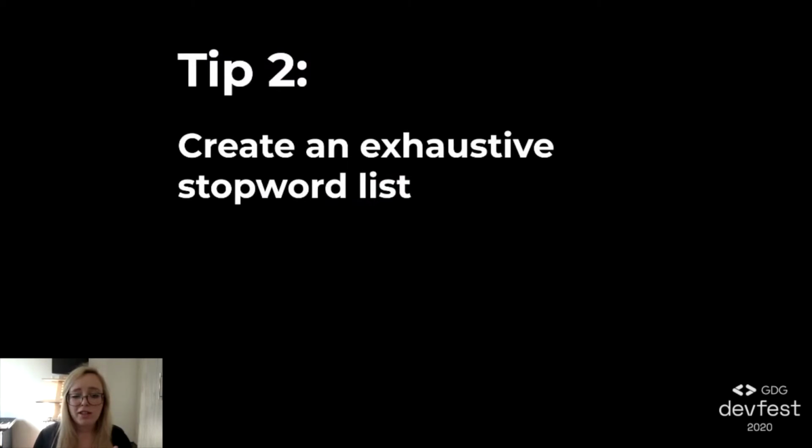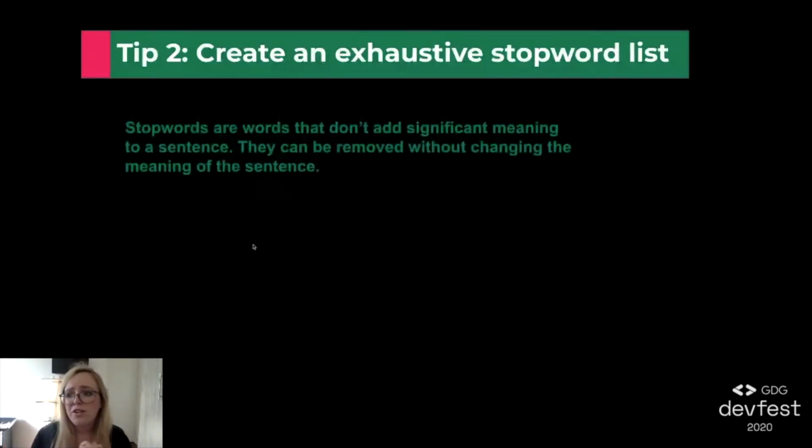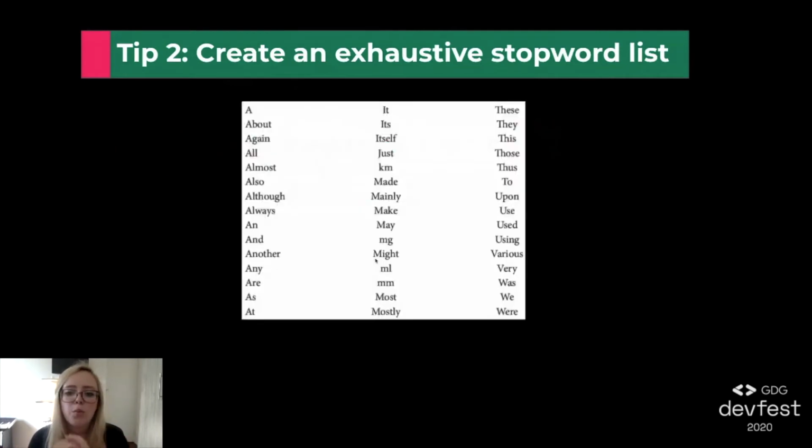Now, language, as beautiful and complex as it is, is filled with words that have no meaning or no value to the meaning of a sentence. These are called stopwords, and they are words that don't add significant meaning to a sentence. If you remove them, you probably wouldn't even change the meaning of a sentence. So these are your prepositions, your pronouns, or your articles. And although they can help with the general clarity in a sentence, they won't carry a lot of meaning on their own.